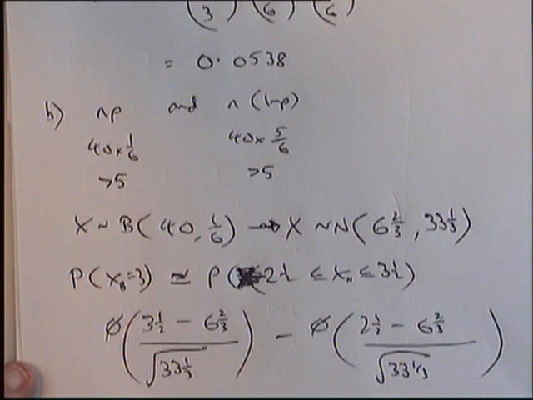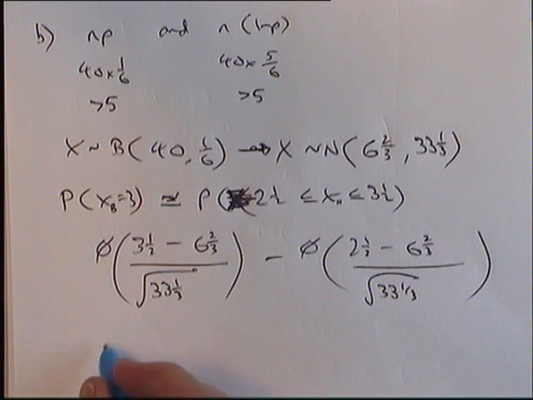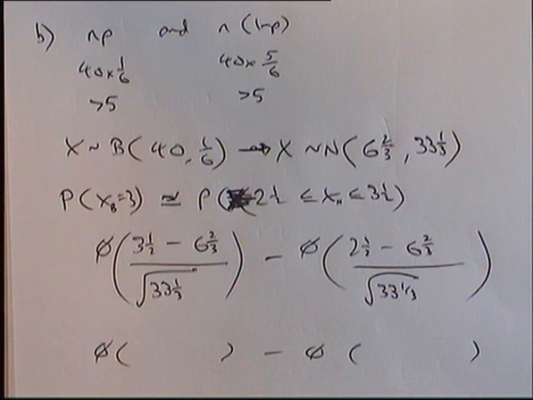If you've got graphics calculators, you can do this quicker than if you're using the tables. But you do need to convert these to the z values. So if you can do those and tell me the phi values you're going to use for the first one and for the second one.